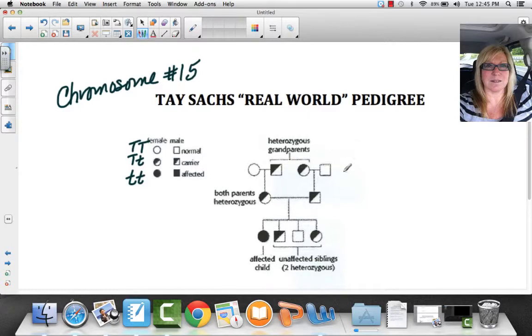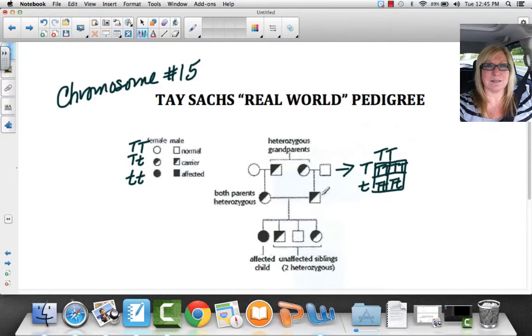So let's see what happened when we crossed these parents. Okay, both grandparents, one was normal and one was a carrier. And when we cross them, you get 50% normal and you get 50% carrier. Now we know if we cross normal, we're going to get normal, so we're not interested in that.